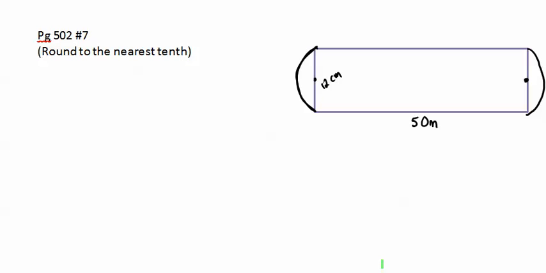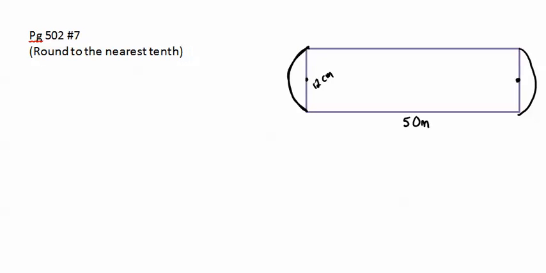First example that we'll take a look at is from page 502, number 7. And it says, find the length of the fencing needed to surround the racetrack. And we'll actually be calculating to the nearest tenth. Now, as you can see, this is what the racetrack looks like. This right here is actually a semicircle, as is this. There's a better diagram in your book.